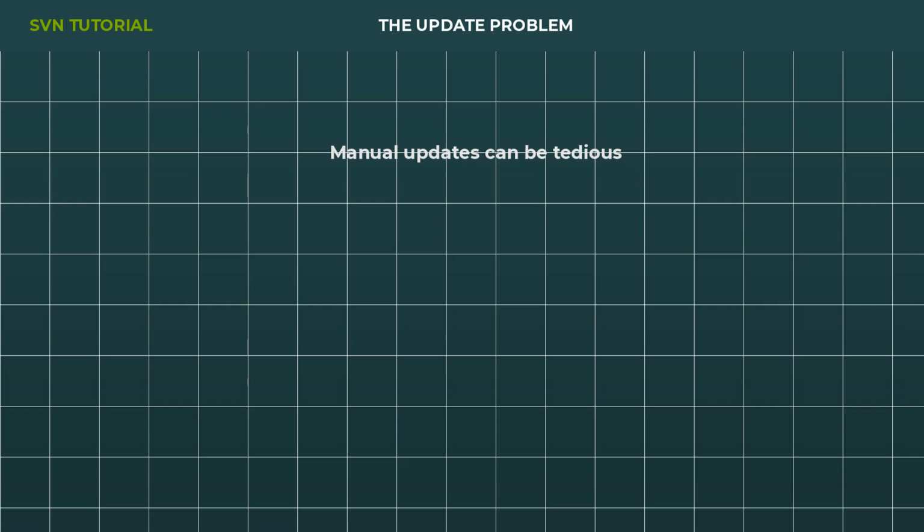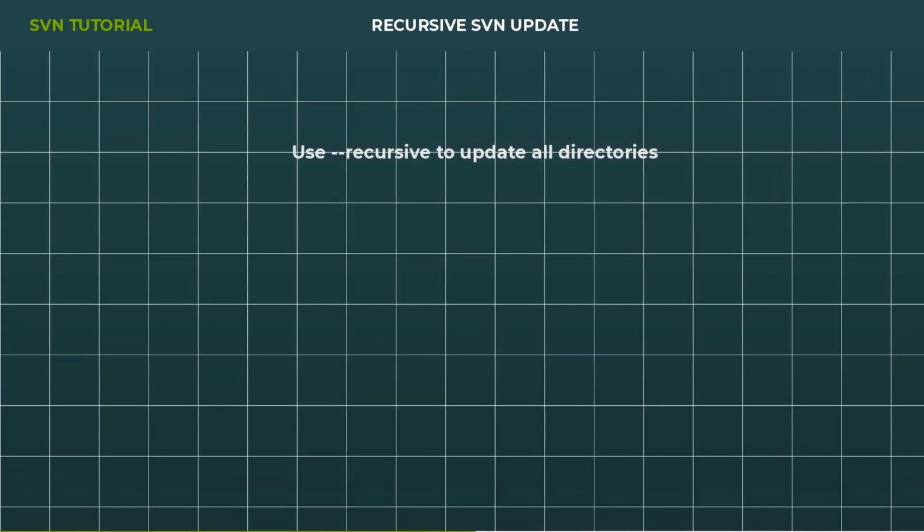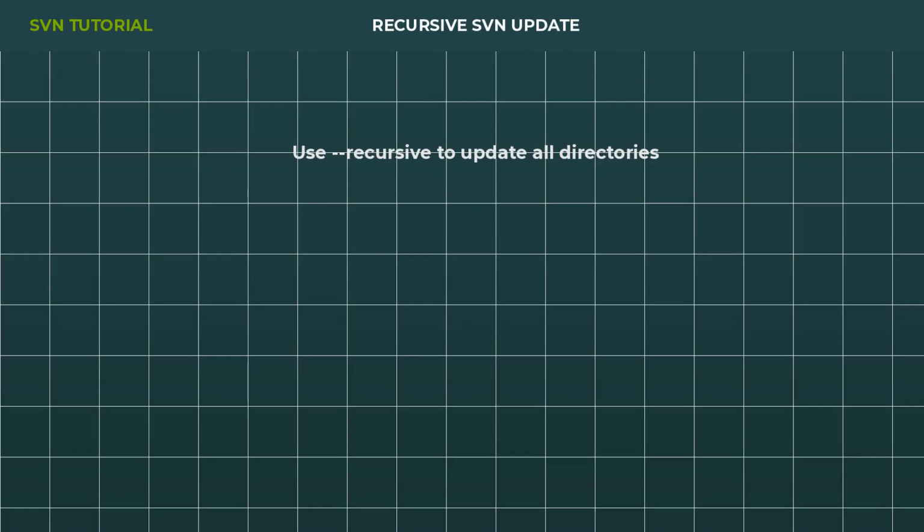Imagine having to update each directory individually. It's a daunting task. The solution lies in using the recursive option with the SVN Update command. By adding the recursive flag, you can update your entire SVN working copy with a single command. This saves you time and effort and ensures that your working copy is always up to date.